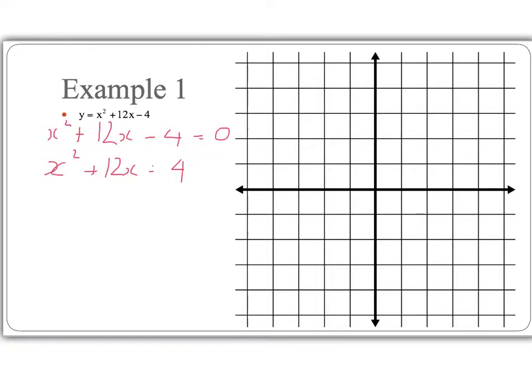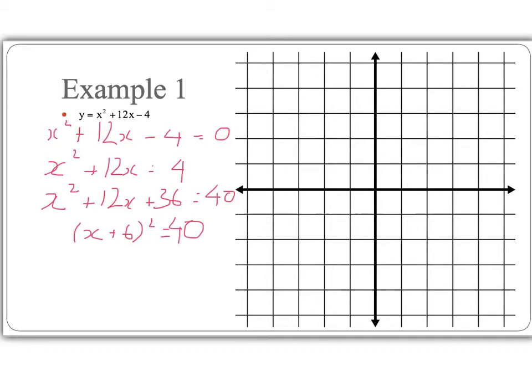Now, we add a number to both sides, which was half of 12 squared. So half of 12 is 6, and squared is 36. So this will now become x squared plus 12x plus 36, and add it to the other side, becomes 40. Okay, and then to complete the square, we now factorize it to (x plus 6) squared, and that equals 40.